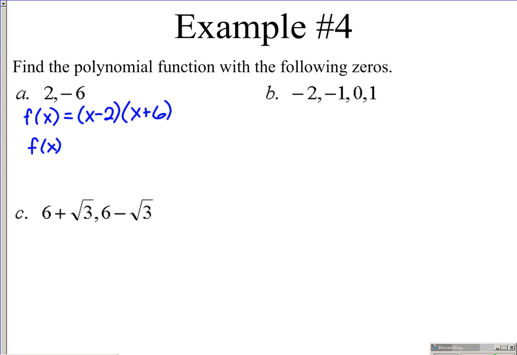FOIL this out, we get x squared plus 4x minus 12. Notice it does say write a polynomial function, so make sure you write it as an equation. F of x equals whatever you get when you multiply out the given factors.